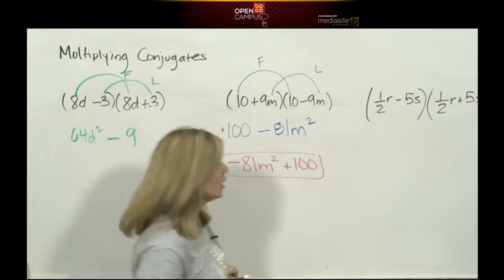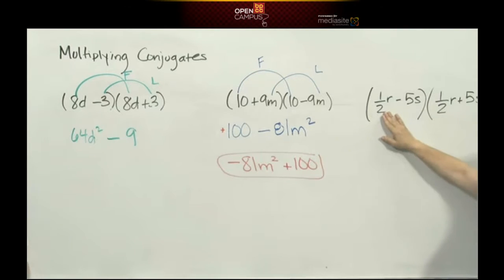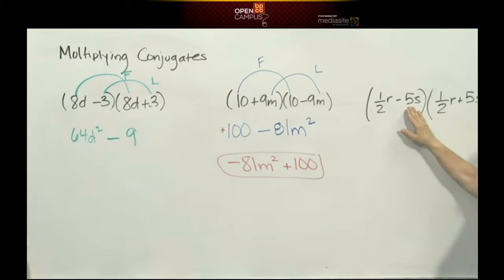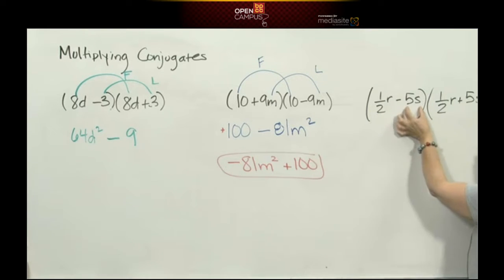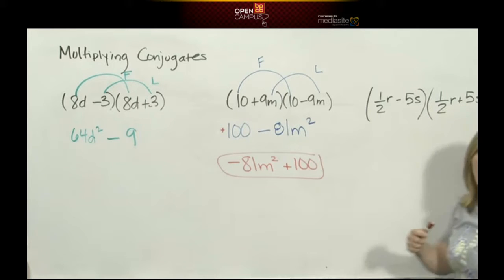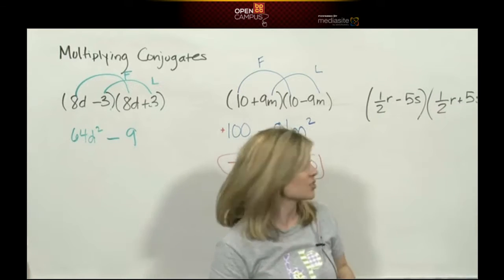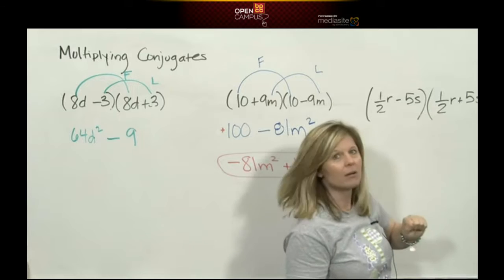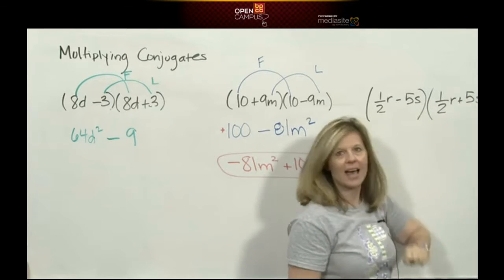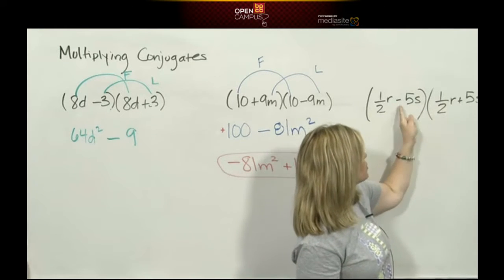Okay, last one. 1/2 r minus 5s times 1/2 r plus 5s. First thing, are these expressions binomials? Yes. Two terms, two terms. Are they conjugates? Yes. They each have the 1/2 r. They each have the 5s. We're just changing the middle symbol.